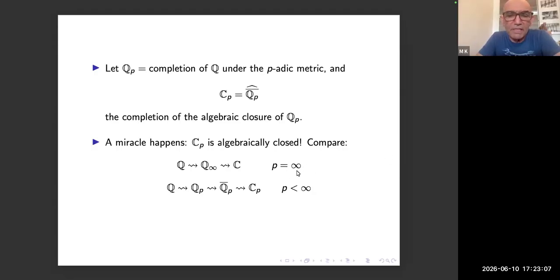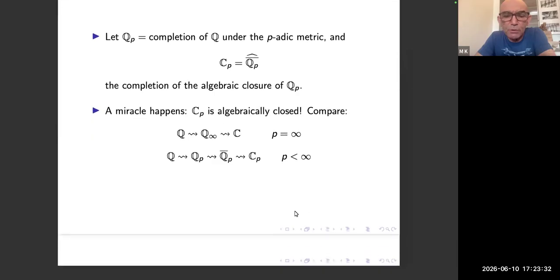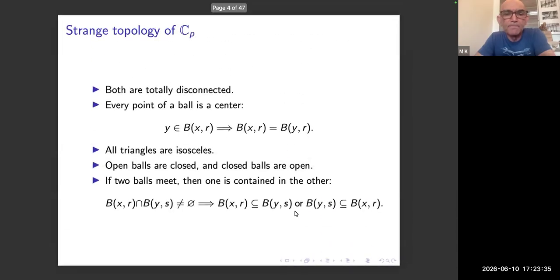At p equal to infinity, we have the usual story. This Q_infinity is R, the real numbers. It's notation for now. And for finite p, we have this series of extensions Q to Q_p, Q_p bar, and C_p. So we get this field of p-adic complex numbers. Now the question is, what is it good for and why was it introduced? Well, let me first tell you some of the problems with this.